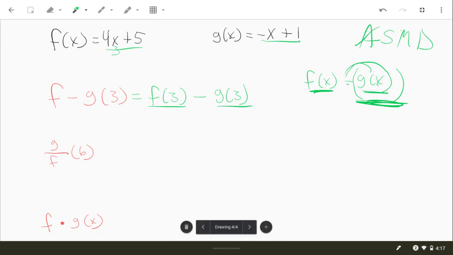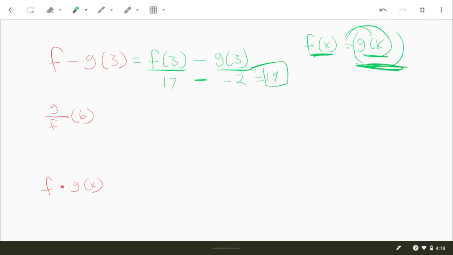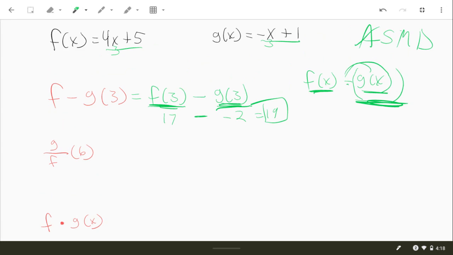F of 3, you just plug in 3 for the x. That's going to be 4 times 3 is 12. 12 plus 5 is 17. G of 3, you just plug in 3 for x. So you get negative 3 plus 1, which is negative 2. But you are subtracting those things. So this becomes 17 minus negative 2, which is 19. That's easy. Okay. So make sure you rewrite it like this first. That's really going to go a long way in helping you.